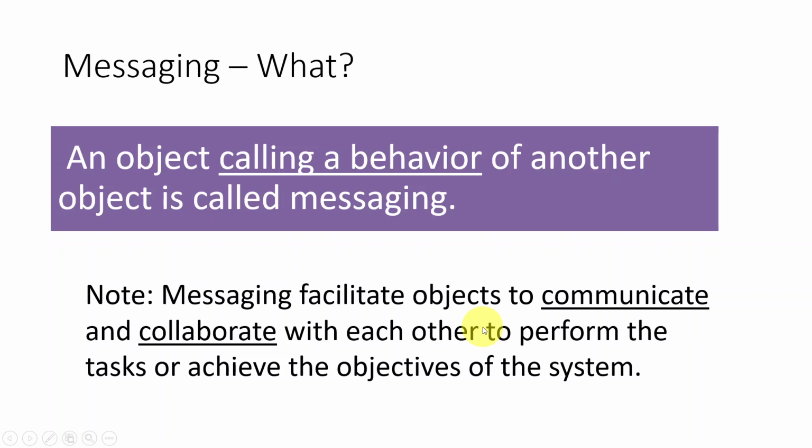The second fundamental concept in object orientation is messaging. What is messaging? An object calling a behavior of another object is called messaging in object orientation. So messaging facilitates an object to communicate and collaborate with another object.